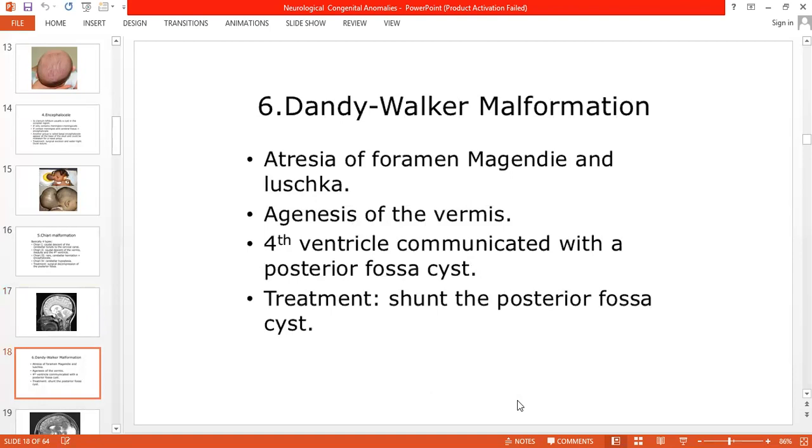Then Dandy-Walker malformation. This is atresia of the foramina of Magendie and Luschka. You know what they are. CSF is mainly formed within the lateral ventricle by the choroid plexus.